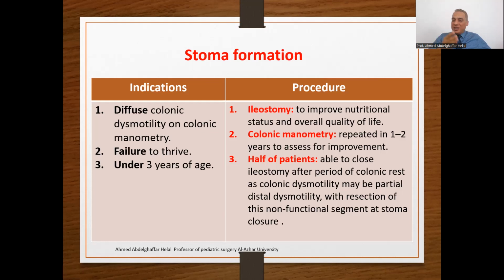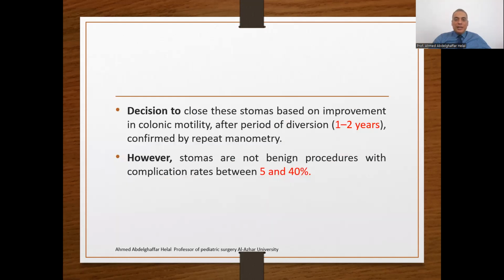So stoma formation is indicated, yes, for diffuse colonic dysmotility and failure to thrive, usually in a child under 3 years. You need to improve the quality of life and the nutritional status of this baby. You repeat the colonic manometry, and half of the patients will be able to close this stoma. And if there is an area of dysmotility, it can be excised during closure of the stoma. The decision to close the stoma is based on improvement of the colonic motility after a period of diversion, usually 1 to 2 years, confirmed by repeated colonic manometry.